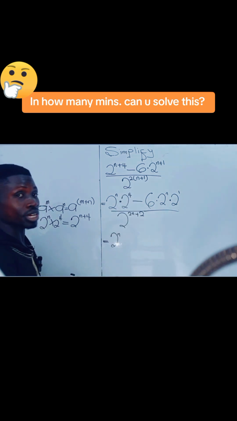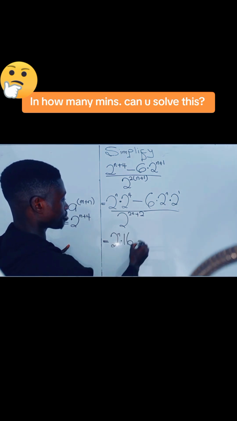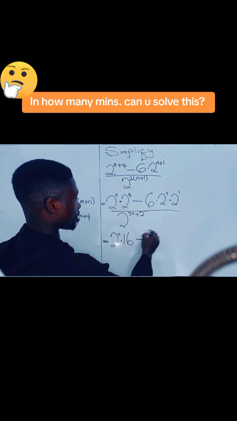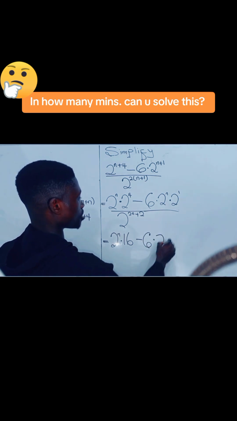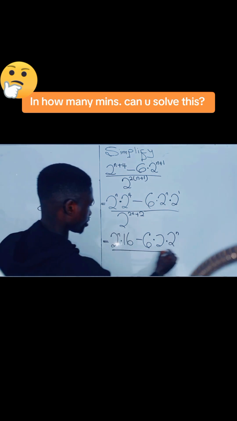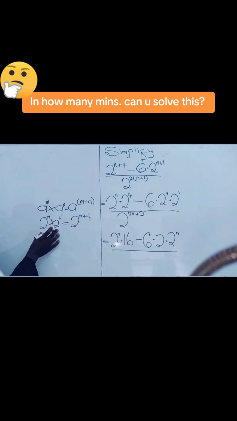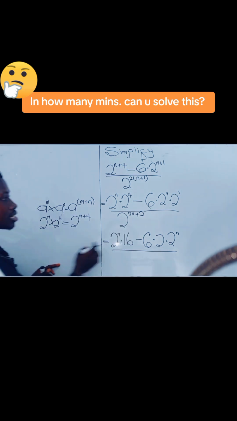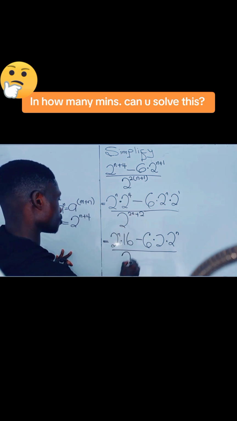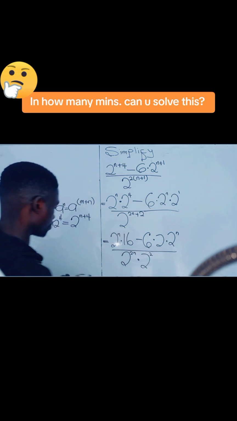2 raised to the power 4 will give us what? 16. So we have 16 minus, we have 6 multiply 2 raised to the power 1, which is the same as what? 2. And then we have 2 raised to the power n. Now we can write this as that applying the multiplication law for indices. We are going to split this and write it as 2 raised to the power 2n multiplying 2 raised to the power 2.